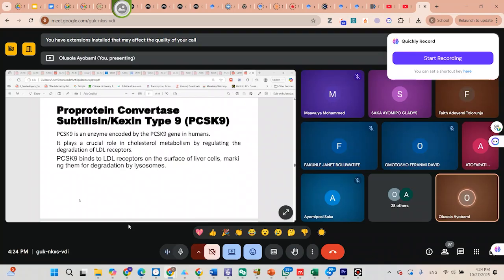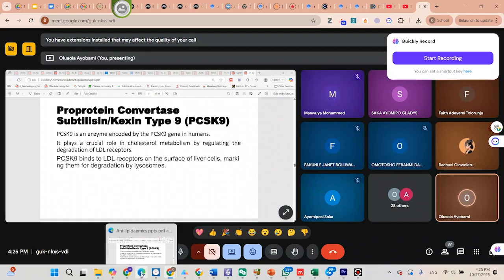You first have to understand that we need a lot of LDL receptors to mop up LDL cholesterol from the blood. So anything that will degrade LDL receptors will cause an increase in cholesterol level. We need more LDL receptors. And this proprotein convertase subtilisin kexin type 9 marks LDL receptors for degradation by lysosomes. So do we need to enhance this protein or inhibit it? We need to inhibit the protein so that we can have more LDL receptors. That means you guys are following.